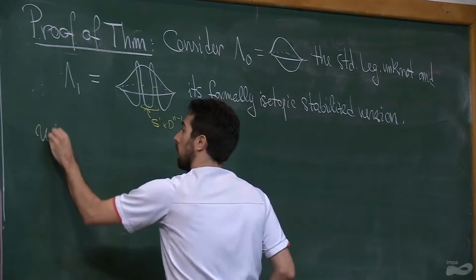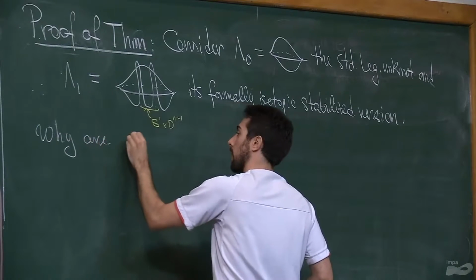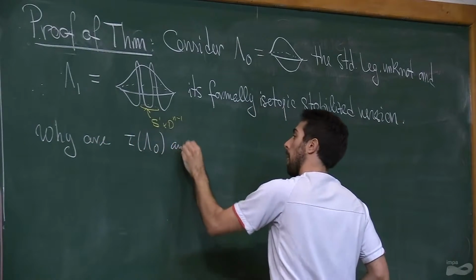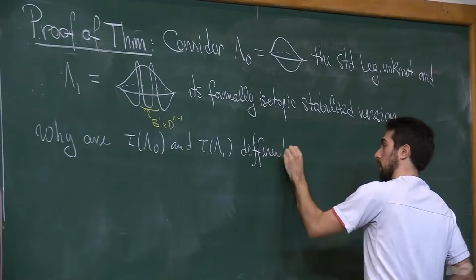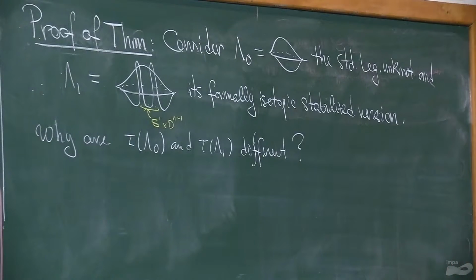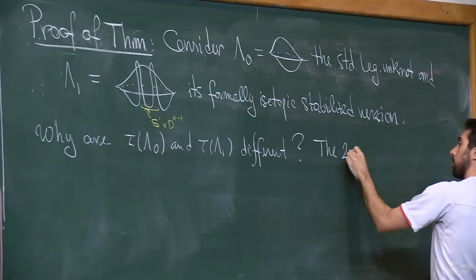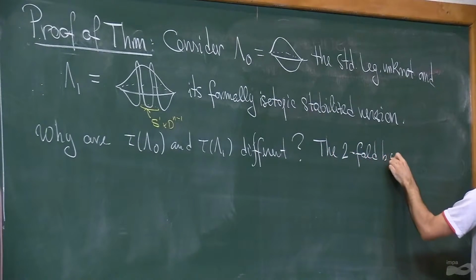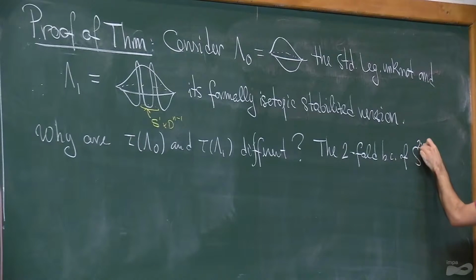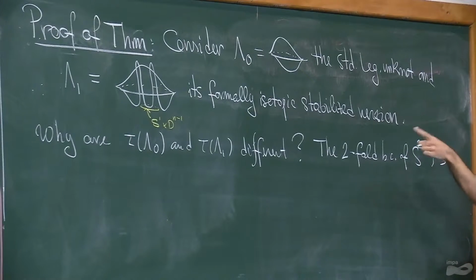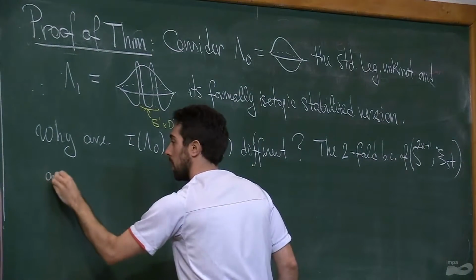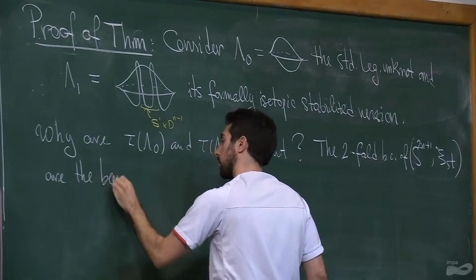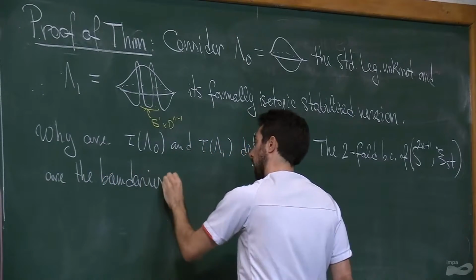So why are these different? So why are tau lambda 0 and tau lambda 1 different as contact manifolds? Well, take the branch cover along them and see which contact manifolds you get. So the twofold branch covers of the sphere along them yield the following contact manifolds, and that's where you use ingredient number 2. They are the contact boundaries of the following 2 diagrams.